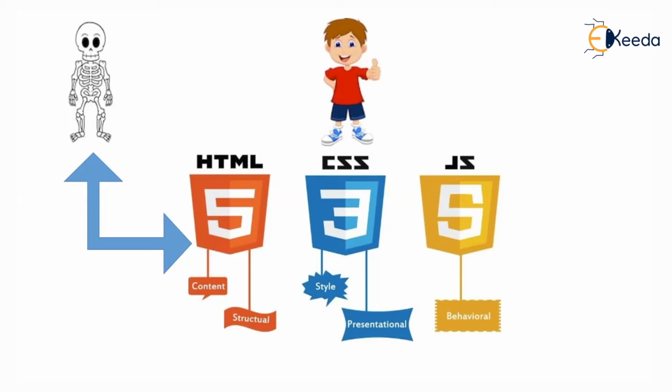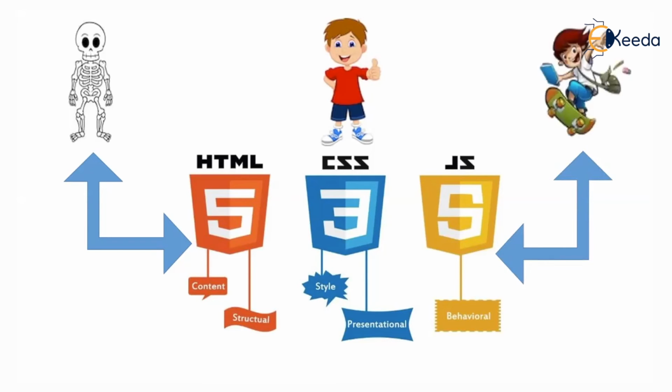Now the final component is JS code, and this is the code that allows your website to actually do things or have behavior. So if skeleton is HTML and the dress or the clothing and the eyes and ears is CSS, then obviously when that boy is playing or going to school, that is nothing but his behavior. And that is what JS does.